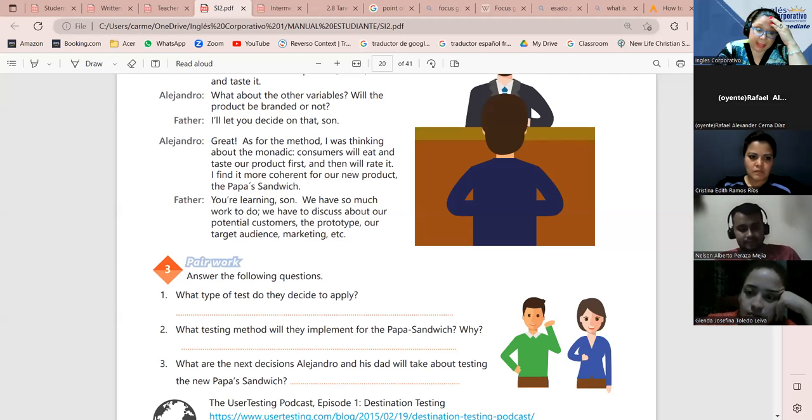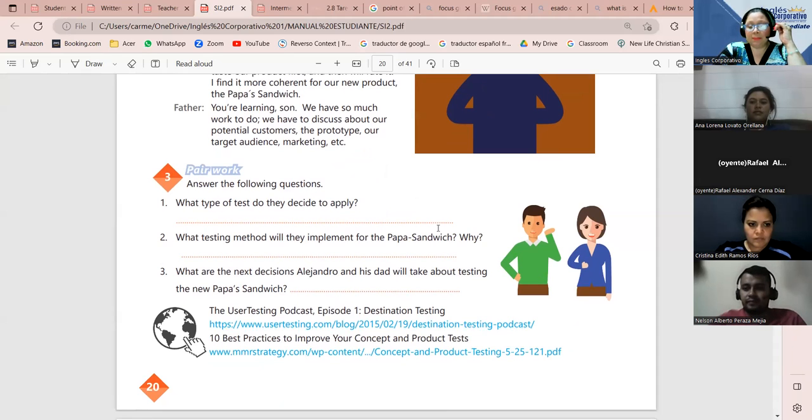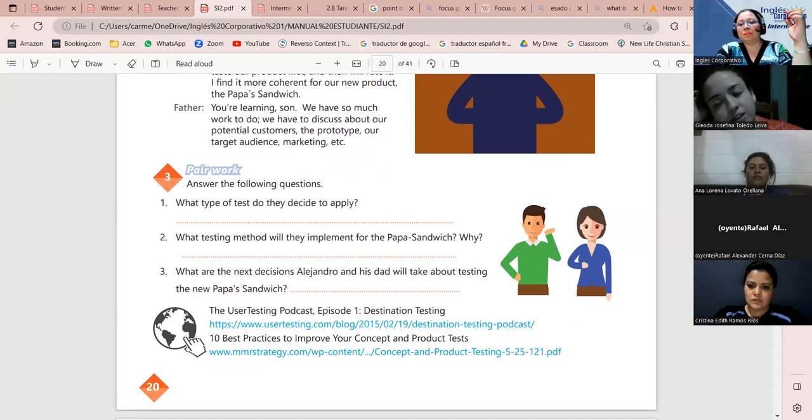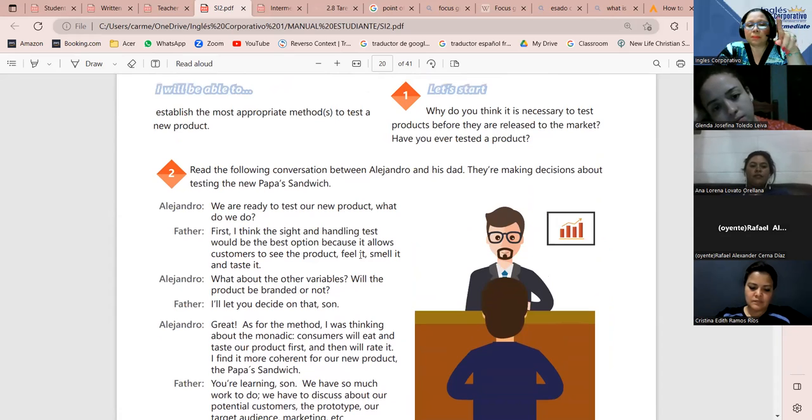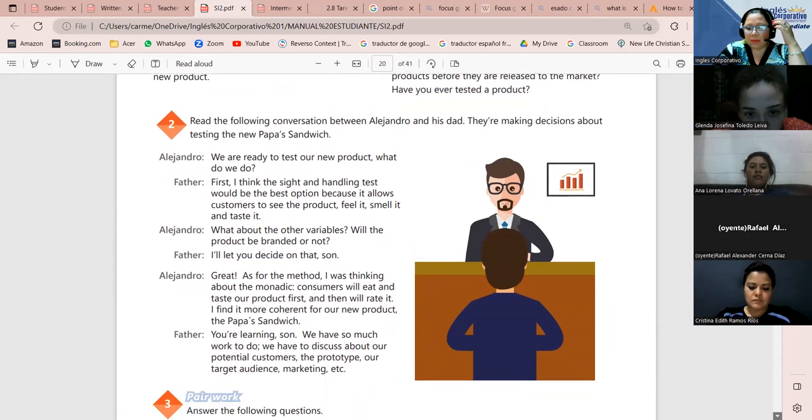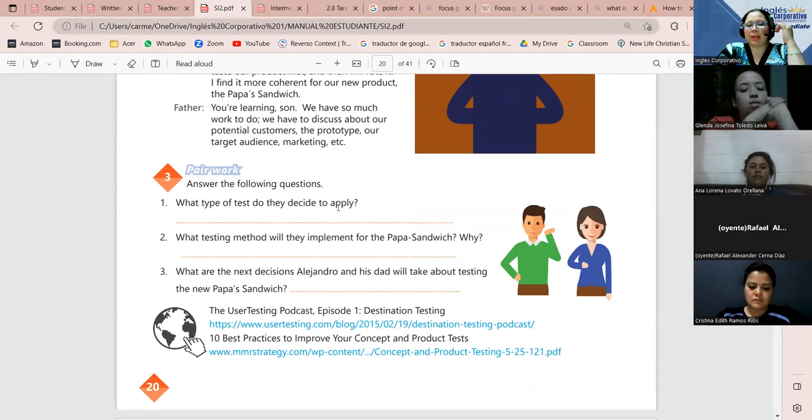Okay, people. So now let's answer the question. What was the answer for number one? What type of test do they decide to apply? The monadic test. The monadic, right? But here it says, what testing method would they implement for the PAP sandwich and why? In the conversation, first they mention one other method. The sight and handling test. But it says it will be the best option because it allows customers, that's the father, right? Let's read the question again. What do they decide to apply?